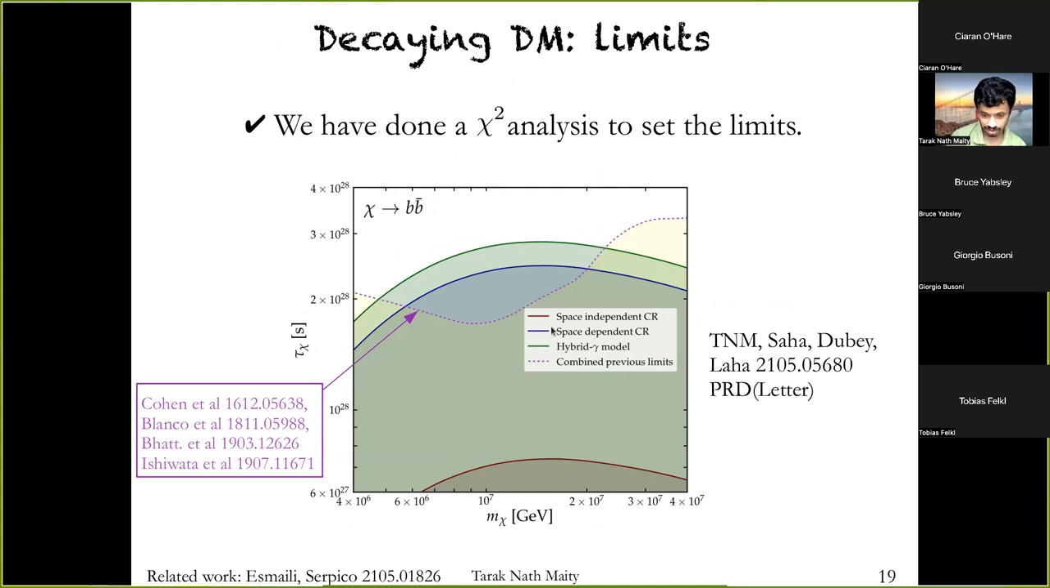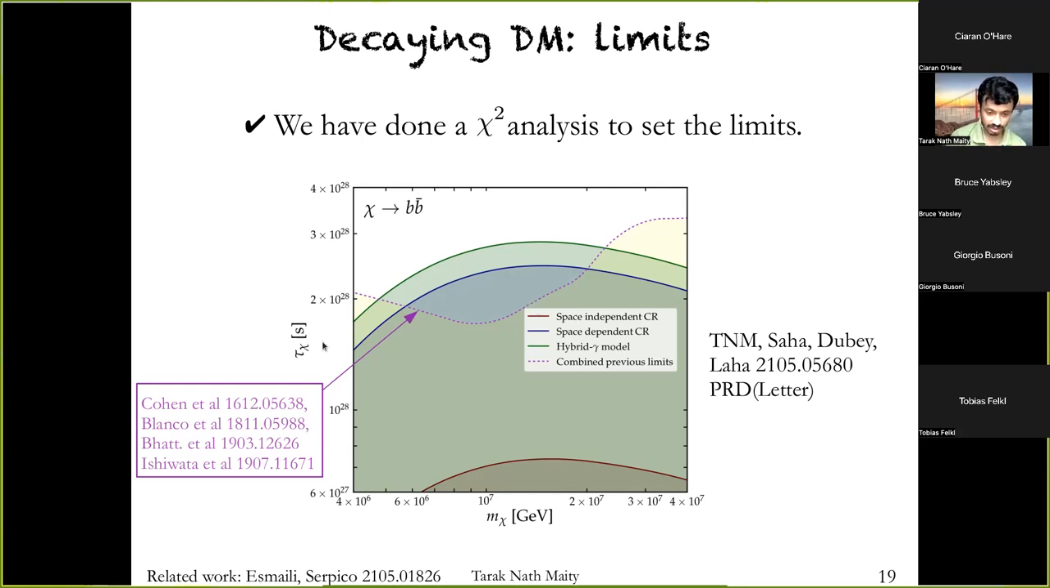For example, this hybrid gamma ray model is represented by this green line, and the space dependent cosmic ray model is represented by this. I mean, the bounds that you are obtaining with these three different backgrounds are represented by three different solid lines. And this dashed line represents the bounds that are already there in the literature.